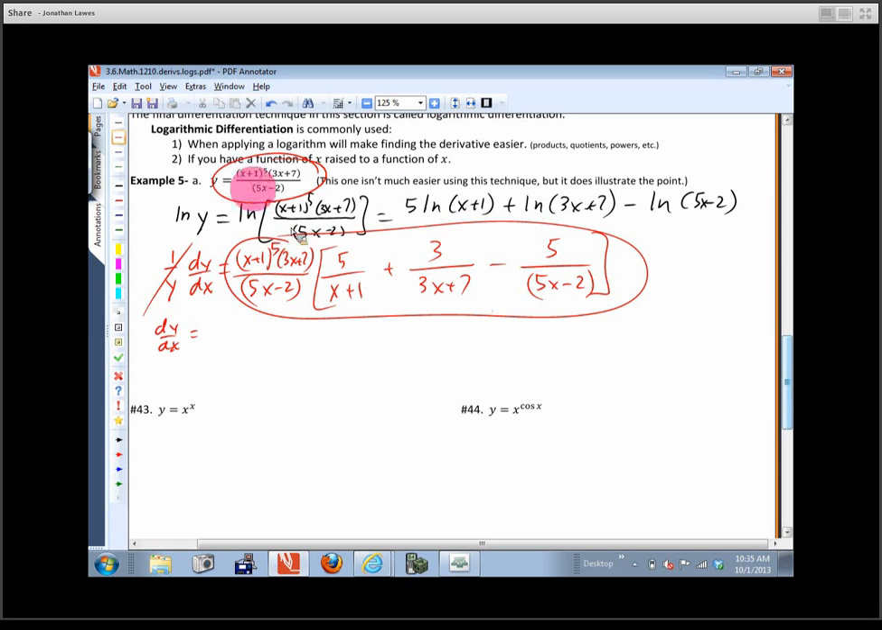I really don't mind going through and finding the derivative using the quotient rule, the product rule, and the chain rule. It actually doesn't turn out to be that bad. I mean, it's pretty ugly either way. Logarithmic differentiation, one application of that. Ugly problem no matter what you do.